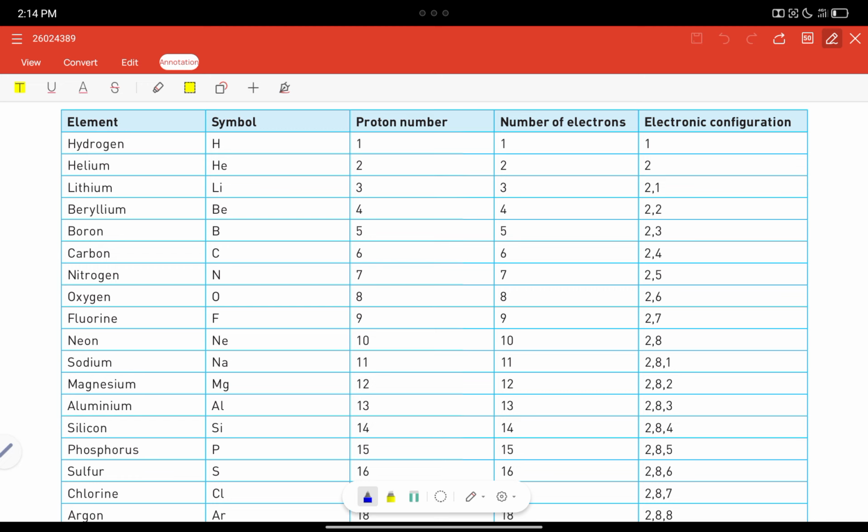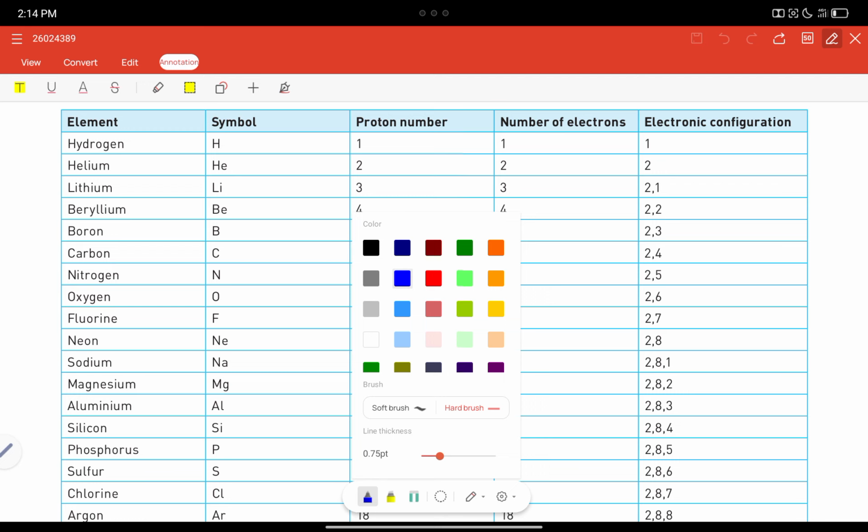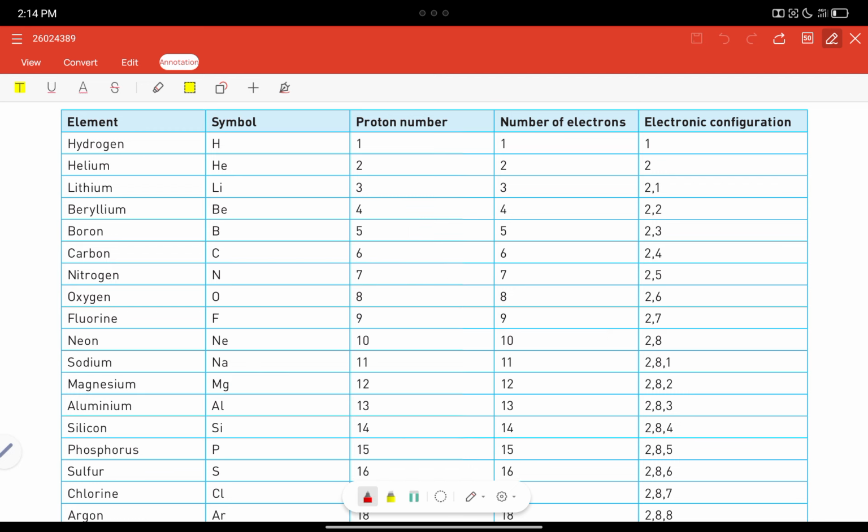Alright, so let's look at what we call electronic configuration. Electronic configuration shows the arrangement of electrons around the nucleus of a shell. One importance of electronic configuration is that it helps us to determine what we call valency.